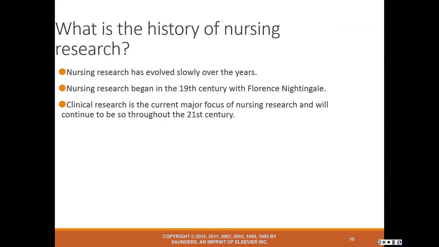What is the history of nursing research? Well, the history of nursing research goes back to the 1800s. Florence Nightingale, the founder of modern nursing, she was a very respected nurse. She had gotten her training in France and Germany, and at the time of the Crimean War, they were losing a lot of military soldiers from infection, and she was asked to go there. And what she was able to do was demonstrate through statistics.